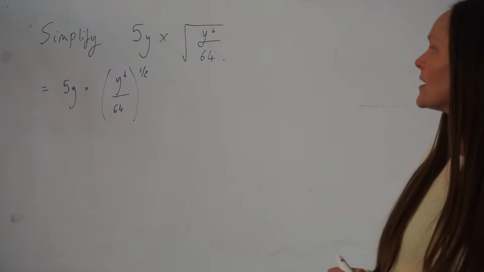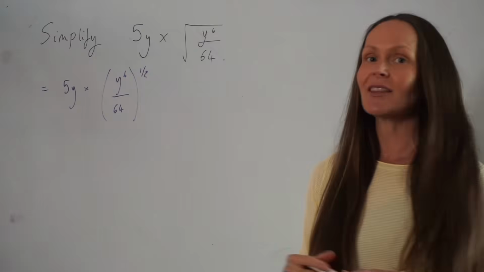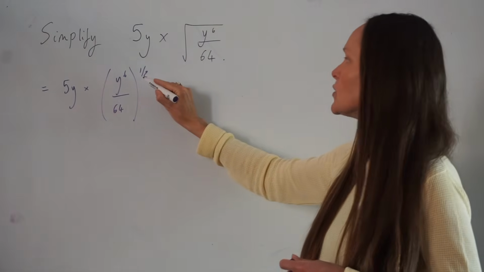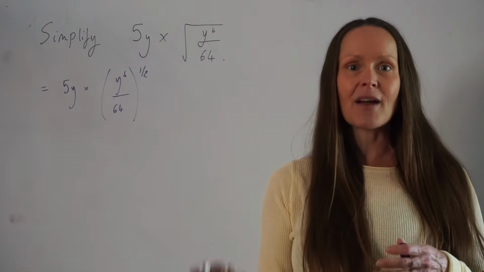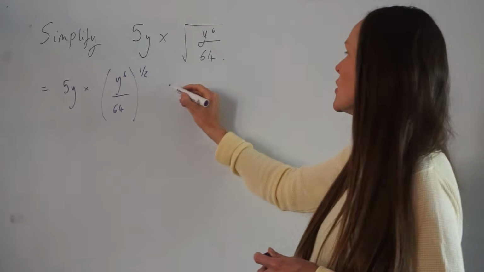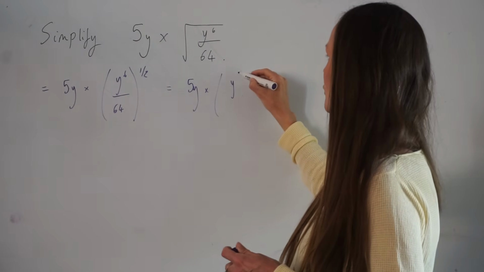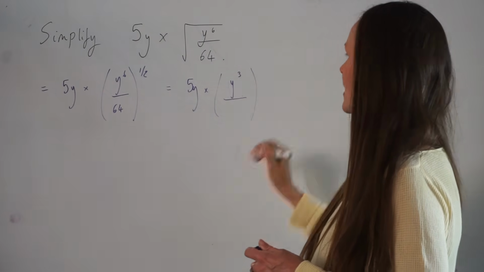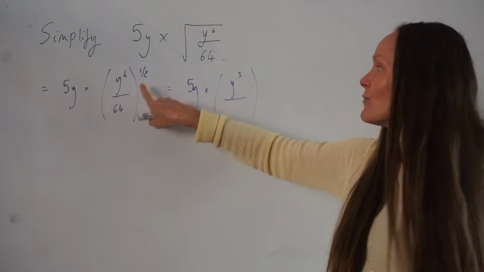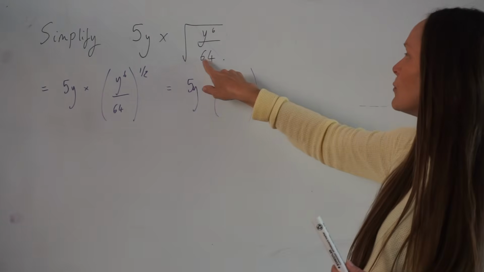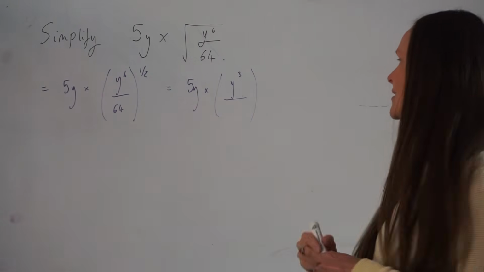So the next step is to multiply the powers inside the brackets with the power outside the bracket. So 6 multiplied by a half is the same thing as finding half of 6, which is 3. So the numerator of that fraction would become y cubed. And for the denominator, if you're working out 64 raised to the power of a half, it's just the same as before, the square root of 64, which is 8.